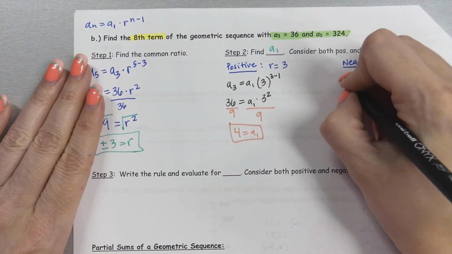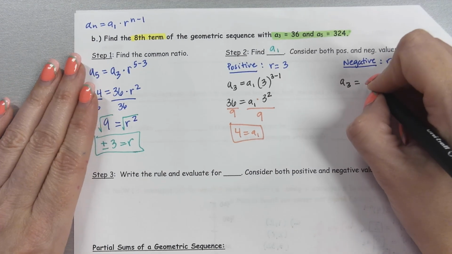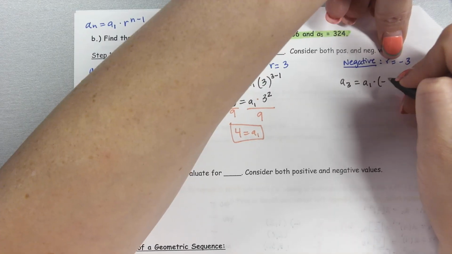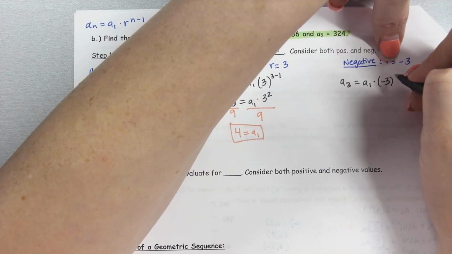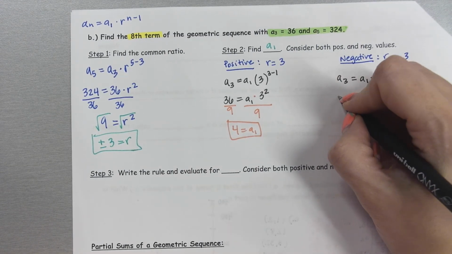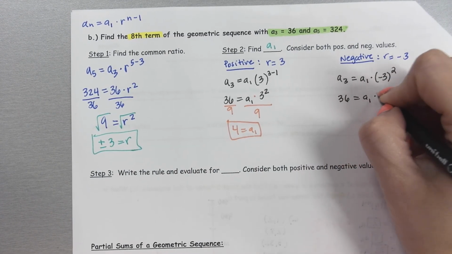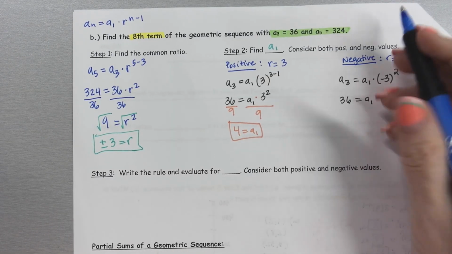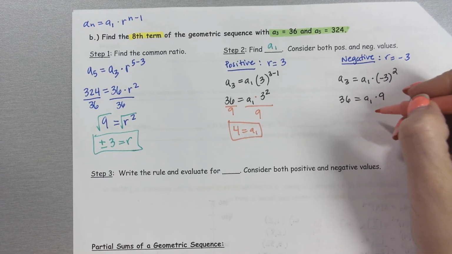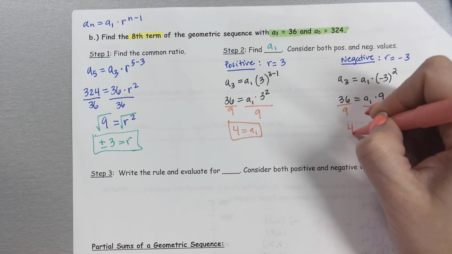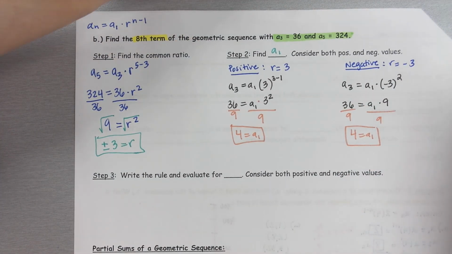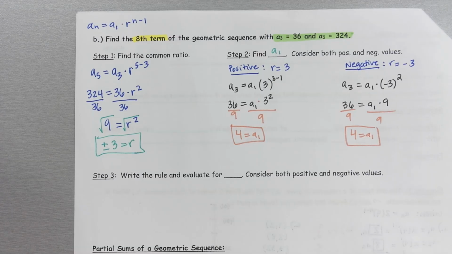Okay, now your solving process is going to be very similar here. The only difference is now instead of positive 3, you're going to have negative 3 when you substitute. But because of our properties of exponents, when we square negative 3, we still get a positive 9. So in this case, the a sub 1 is the same. That's not always going to happen. It depends on what your exponents are.